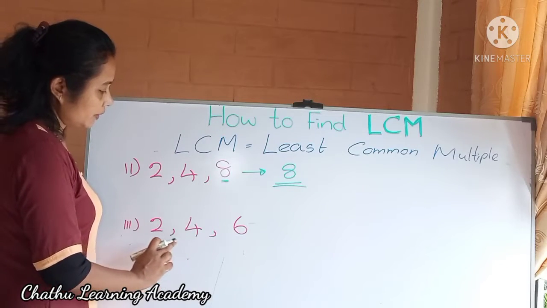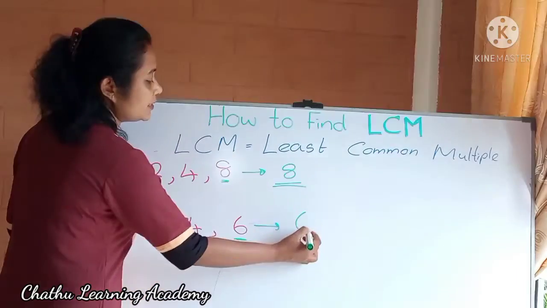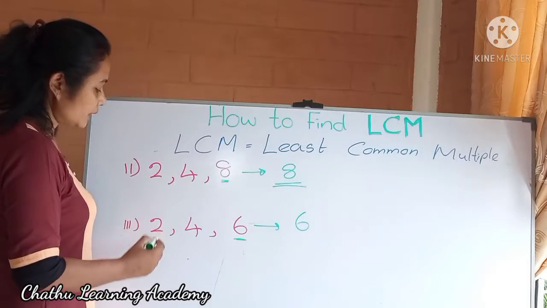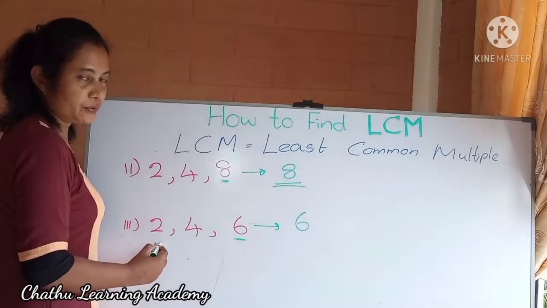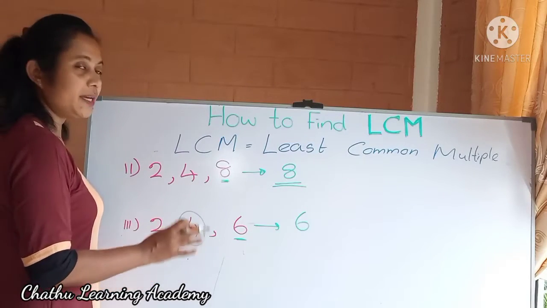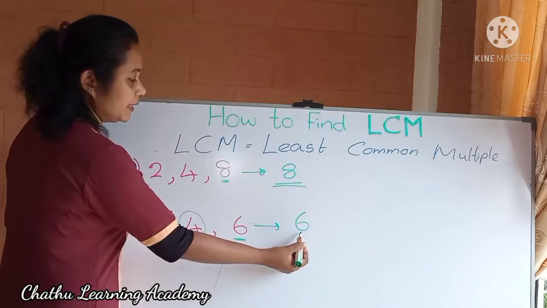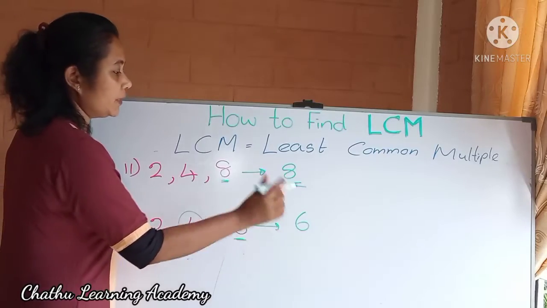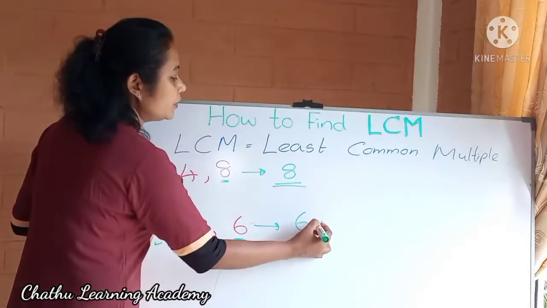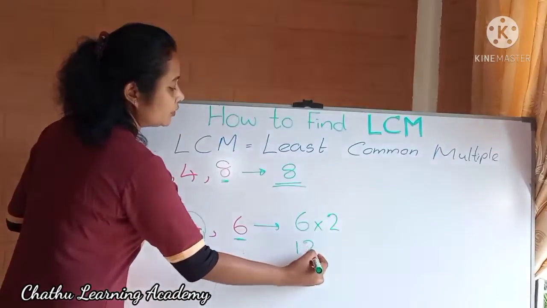Look at this one. Here what's the largest value? 6. Then we select 6 as the least common multiple. But here it's a multiple of 2. But is it a multiple of 4? No. In such instances, you want to follow this method. Here we select the largest value. It's okay. Then after that, if there's this type of number, you want to multiply this value by 2. Then what's the value? 12.